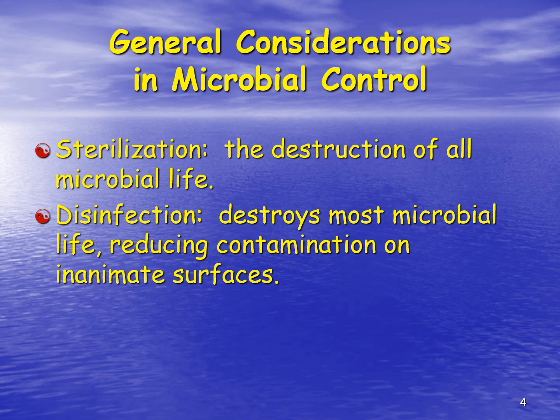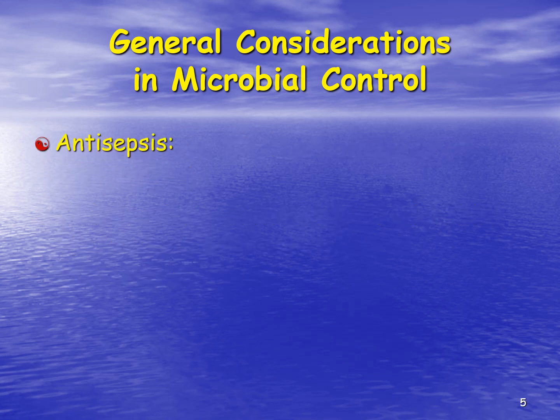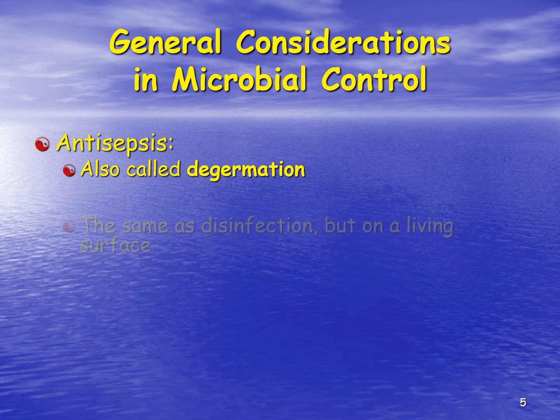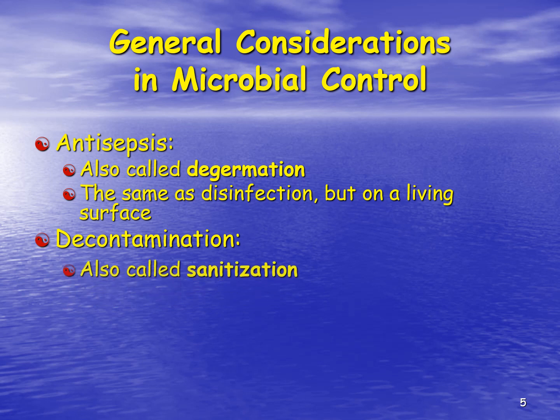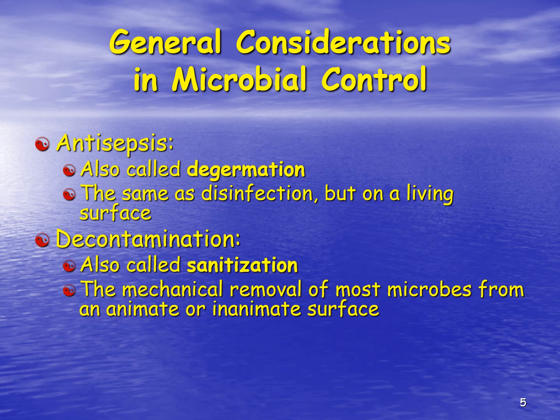Disinfection destroys most microbial life, reducing contamination on inanimate or non-living surfaces. Antisepsis, also called degermination, is the same as disinfection, but this is done on a living surface, such as the skin. Decontamination, also called sanitation, is the mechanical removal of most microbes from an animate or inanimate surface. Decontamination simply is decreasing the number of potential pathogenic microorganisms on a surface.